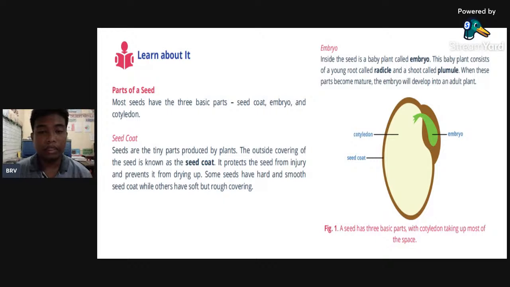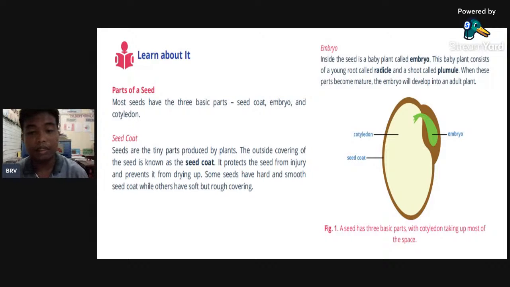The outside covering of the seed is known as the seed coat. And what is the role of a seed coat? As you see on the screen, that is the seed coat. The seed coat protects the seed from injury and prevents it from drying up. So that's the work of a seed coat.